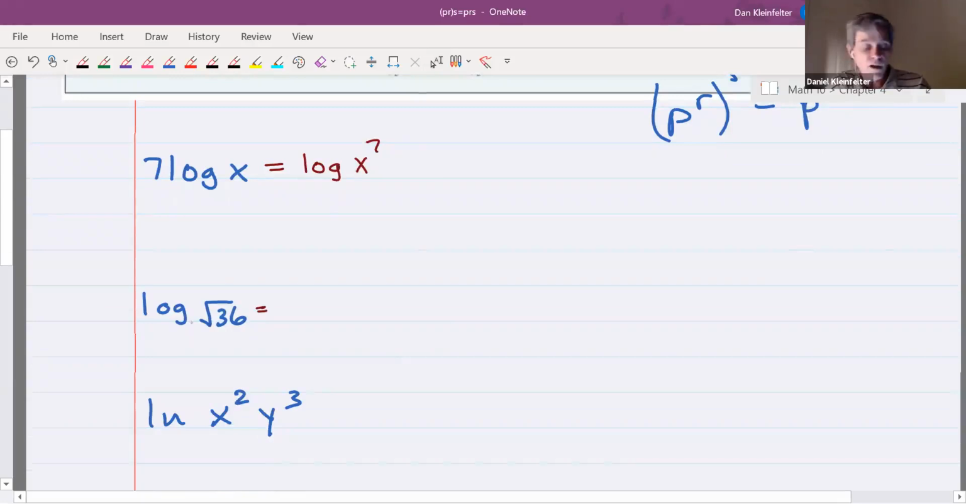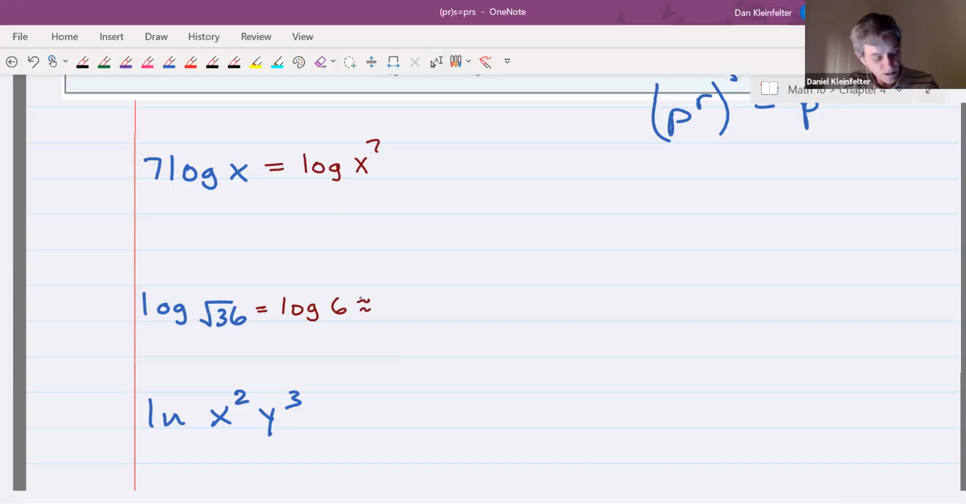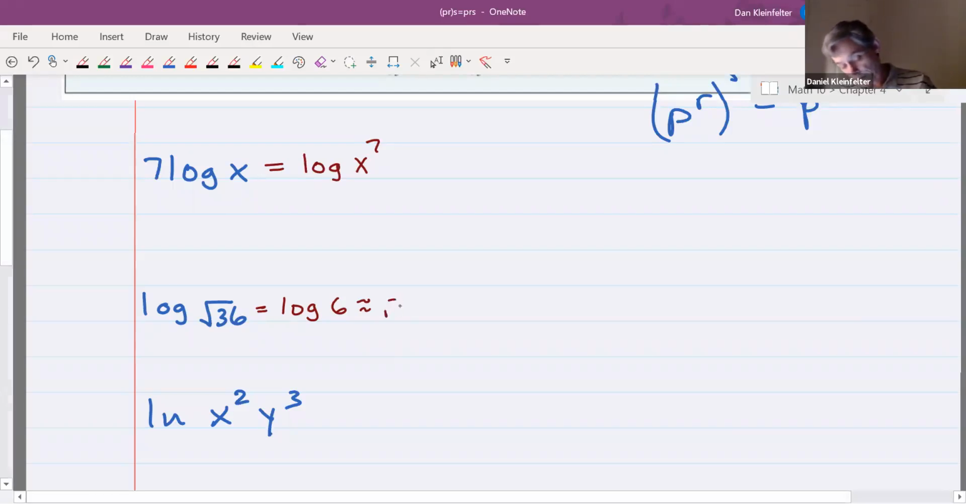Okay, for the logarithm of the square root of 36, I'm going to do this in two ways. One, the square root of 36 is just 6, so this is the same as the logarithm of 6. And then let me actually do this one on the calculator so that you can see what it is. So the logarithm of 6, I'll turn the calculator on first, is about 0.7781.